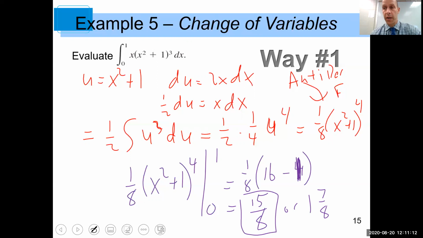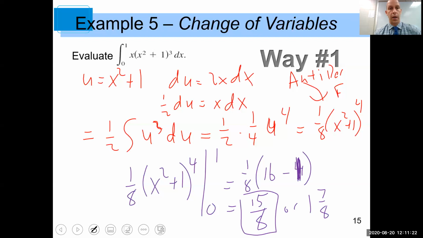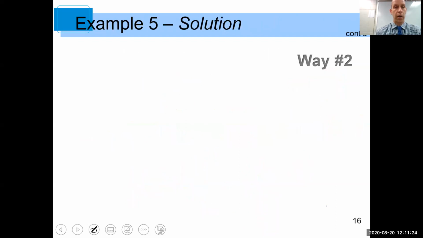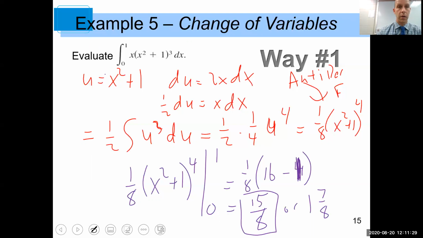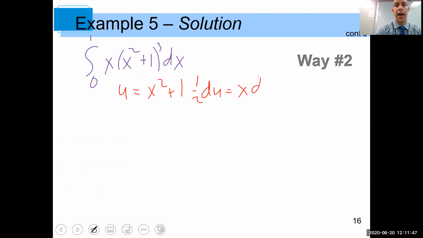I did actually what we just did on the previous slides with u sub, except I just had to evaluate the antiderivative from 0 to 1. Now I want to show you a different way. And again, I've got to remember what my integral here is. So it is the integral from 0 to 1 of x times (x squared plus 1) to the third dx. Okay, so here's what we're going to do. We're going to do pretty much the same thing. So u is going to be x squared plus 1. And I think we said that du was going to be, 1/2 du equals x dx.